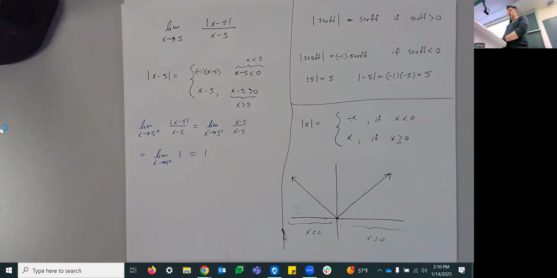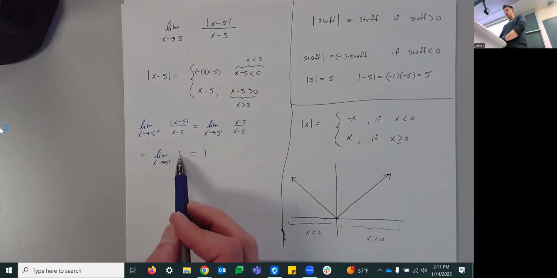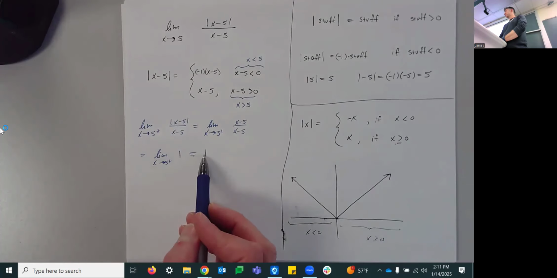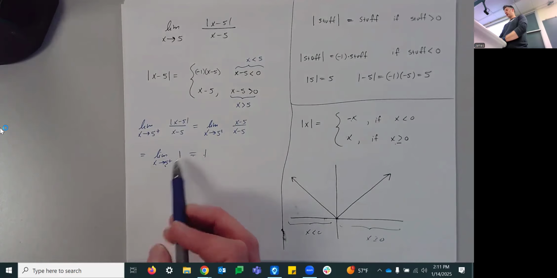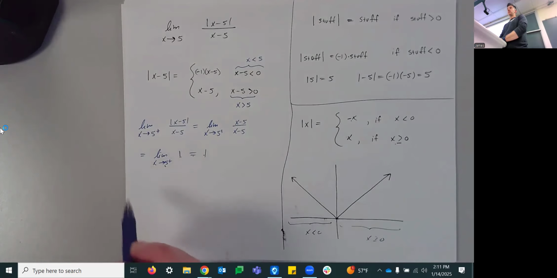I'll say it again. The limit of a constant is always that constant, no matter what x is approaching. It could be 5, could be a billion, could be negative 13, doesn't matter. That being constant means your limit is the constant.